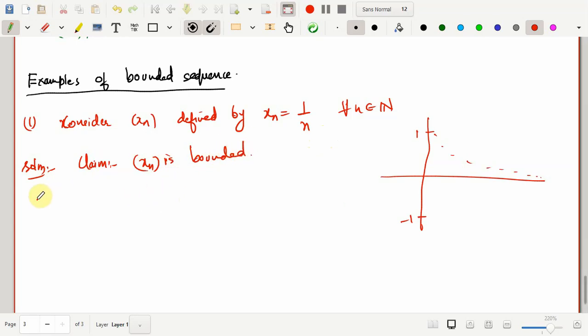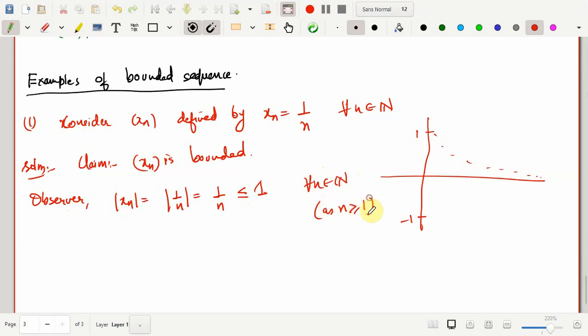So what do we observe here? Mod of xn is nothing but mod of 1 by n, which is the same as 1 by n, and this is less than or equal to 1 for each natural number, right? The reason here is that n is greater than or equal to 1, and therefore 1 by n has to be less than or equal to 1. So what we have shown is that mod of xn is less than or equal to 1 for each natural number.